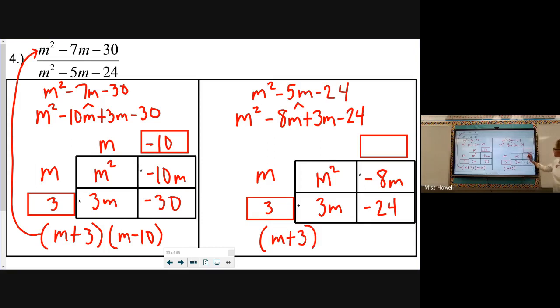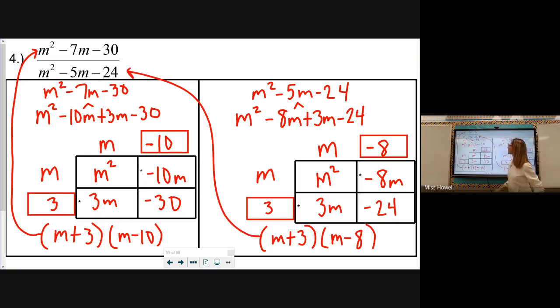All right, m squared and 3m here both have an m. Ooh, negative here because the start block's negative. In this case, negative 8. So m minus 8. All right, those are our factors then for our denominator. So this whole thing is going to go in here for our denominator.